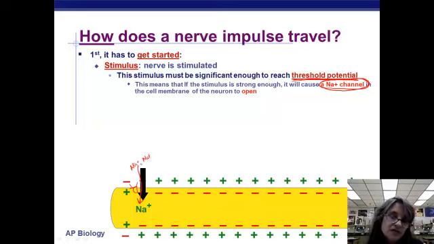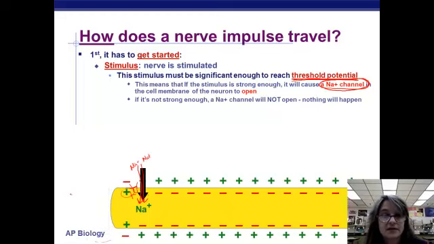And they will flow in to such a great extent that, in fact, the polarity of the neuron, this little section of the neuron near that channel, will flip-flop. We're going to let in so many positives that it's going to make it positive on the inside, as you can see has happened right there. This is really important in moving the nerve impulse down the neuron.